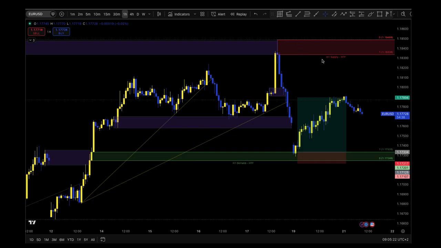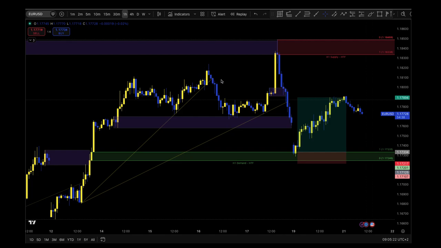I got this supply zone drawn in here, and one of our protocols that we follow when drawing our zones is that we have your basing and explosive move away. That explosive move away is the reason why this trend line was removed and our supply zone was drawn in here and not here.